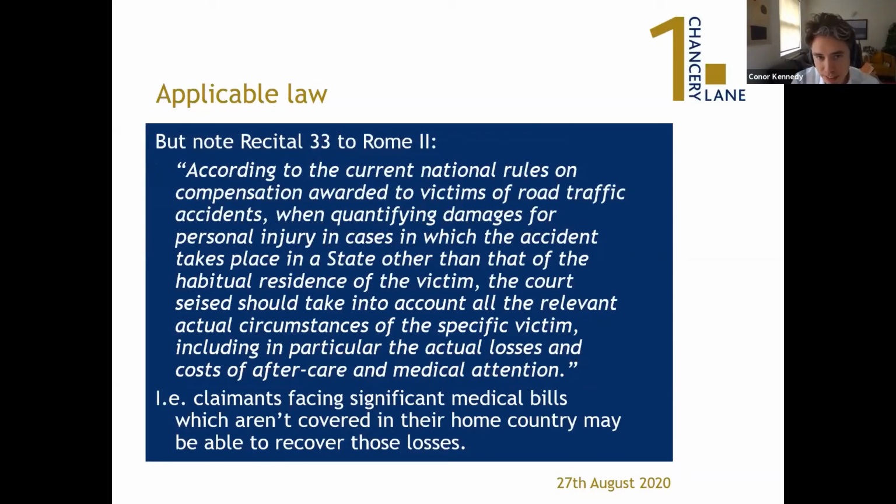And then I've said, note recital 33 to Rome 2. According to the current national rules on compensation, when quantifying damages for personal injury in cases in which the accident takes place in a foreign state, the court should take into account all the relevant circumstances of the specific victim, including the actual losses and costs of aftercare and medical attention. So this is a kind of safeguard to catch claimants who are perhaps hard done by if they've got huge medical bills back in England, because perhaps our NHS isn't as well run as other public health systems, such as, let's say Germany, for example, where Germany might not allow damages for medical loss because they have a better health system that can act more promptly to give people operations that they might need. I'm not sure to what extent that would also allow, for example, an investment banker to recover particularly high loss of earnings, but that's something that, you know, I think is probably arguable.